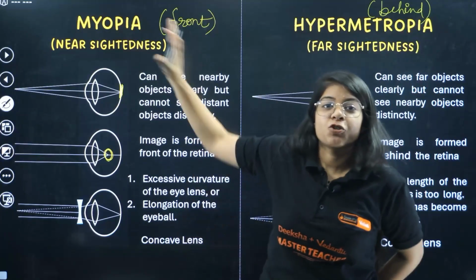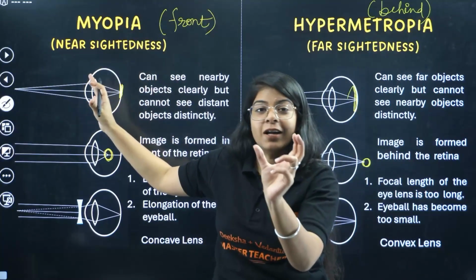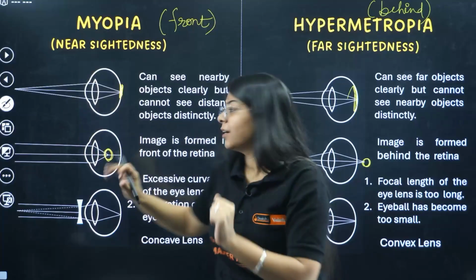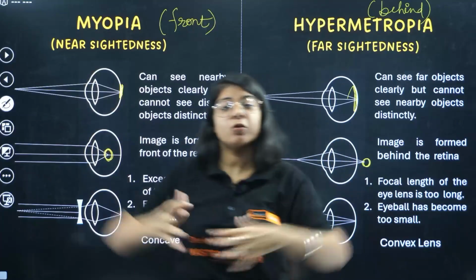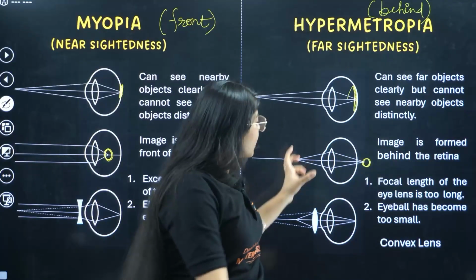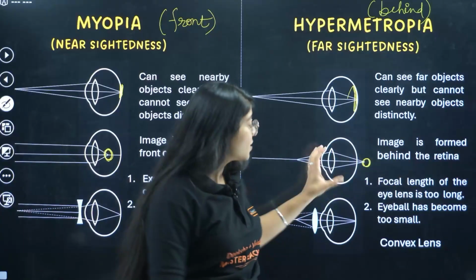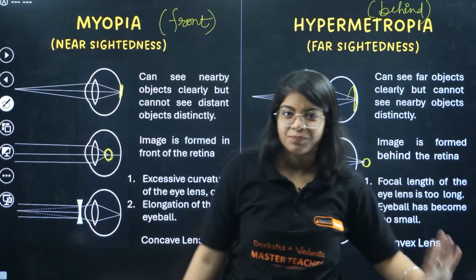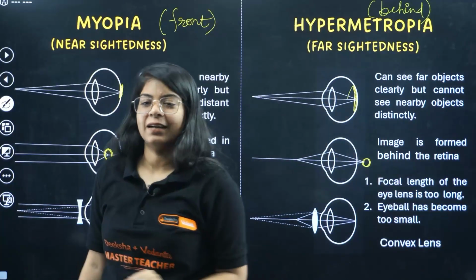I remember it like this: myopia is a small word, right? So the image is formed in front, at a smaller distance. Hypermetropia is a large word, so the image is formed at a larger distance, that is behind the retina. Understood? That's how I learn it. You can also learn like that.